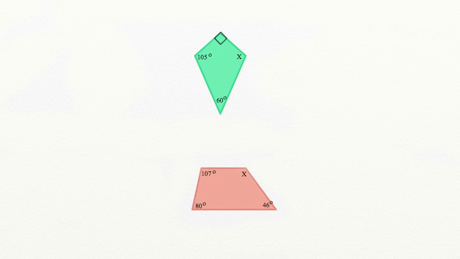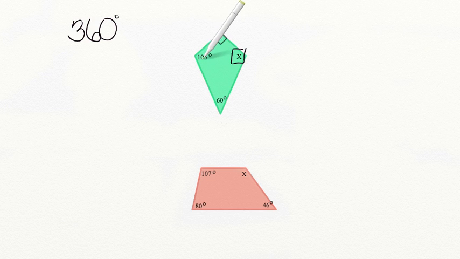We are going to begin by trying to find the missing measurement for angle X. Now, before we can begin, we need to remember that the sum of all four angles in this quadrilateral is going to be equal to 360 degrees. So the first way that we're going to find the measurement of angle X is by adding our three known angles and then subtracting from our whole.